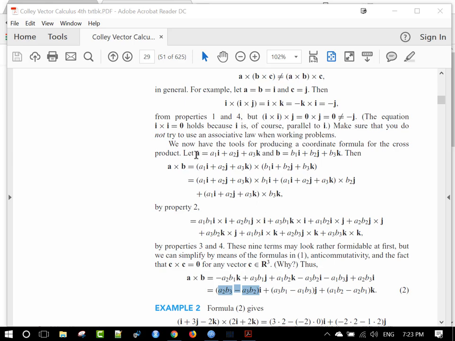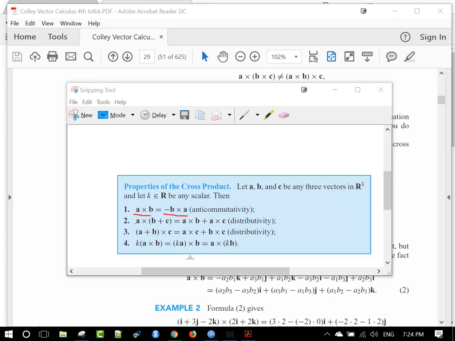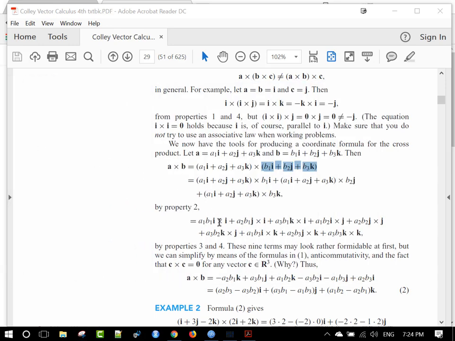We're going to start out, like we said, that A looks like this, and B looks like this. So then A cross B is this thing cross this thing. And now they're going to use one of the distributive properties. Let's quickly look. We actually have two distributive properties, number 2 here and number 3. Number 2 is when you have cross to the left and then B plus C here. And number 3 is when you have cross to the right and A plus B here. So which one are they going to use? Probably either one will work.